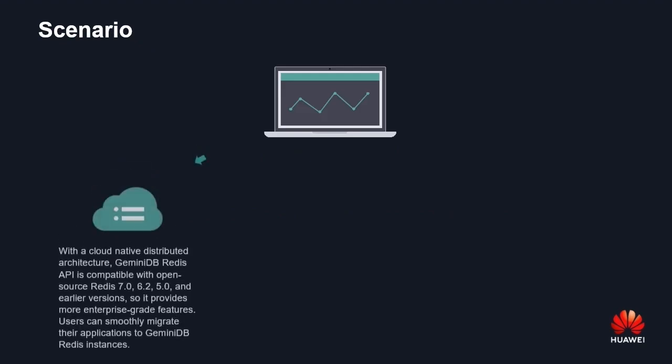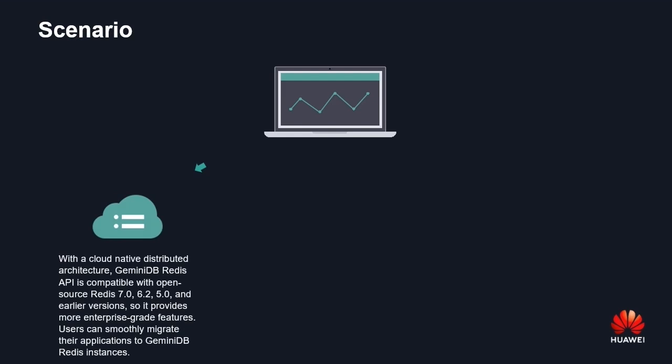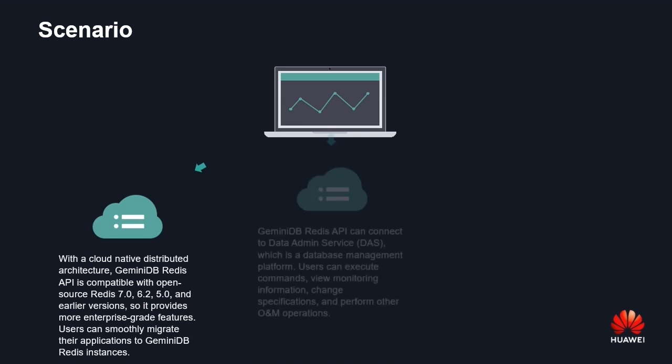With a cloud-native distributed architecture, GeminiDB Redis API is compatible with open-source Redis 7.0, 6.2, 5.0, and earlier versions, so it provides more enterprise-grade features. Users can smoothly migrate their applications to GeminiDB Redis instances.